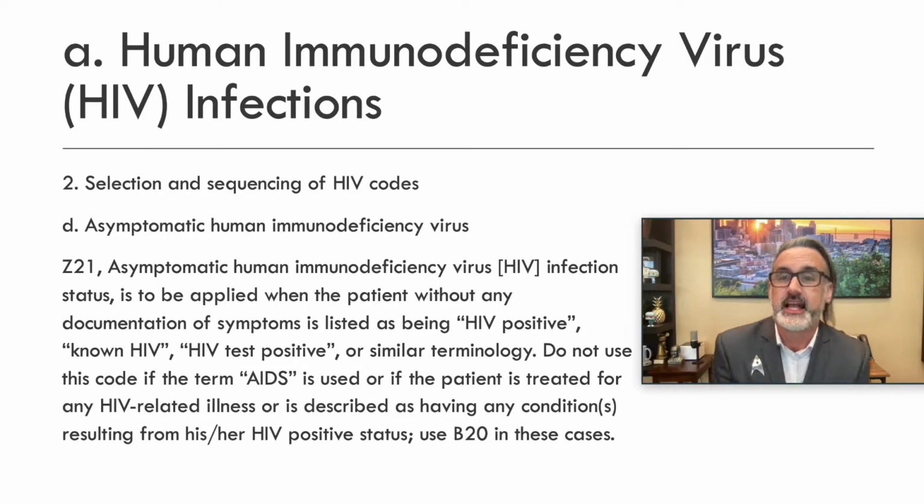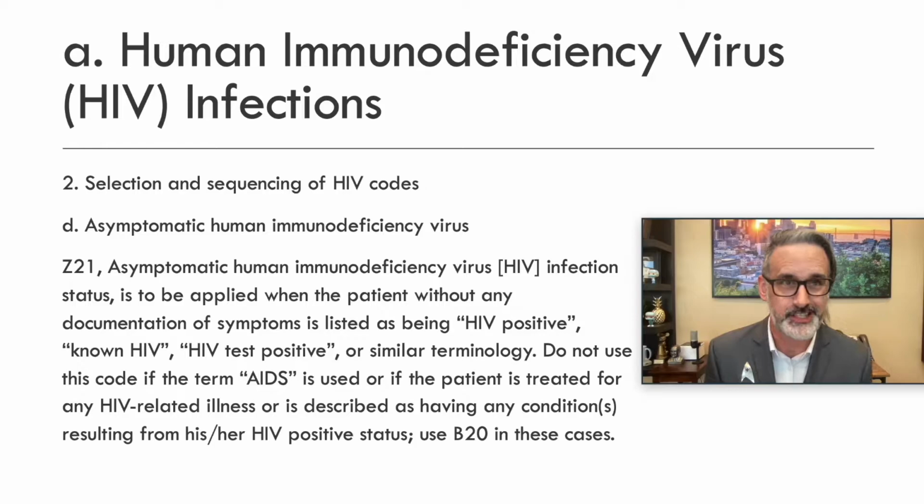So as the guideline states, Z21, asymptomatic HIV infection status, is to be applied when the patient, without any documentation of symptoms, is listed as being HIV positive, known HIV, HIV test positive, or similar terminology. Do not use this code for the term AIDS if used, or if the patient is treated for any HIV-related illness or is described as having any conditions resulting from his or her HIV positive status. Use B20 in these cases. Just like I explained before, B20 for symptomatic, Z21 asymptomatic HIV.